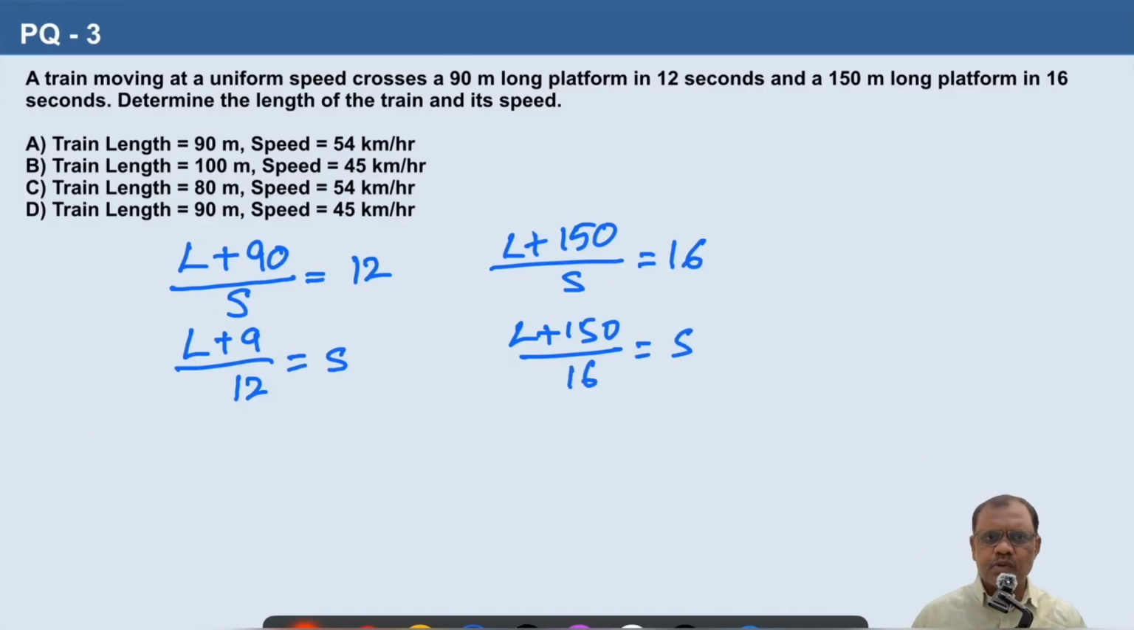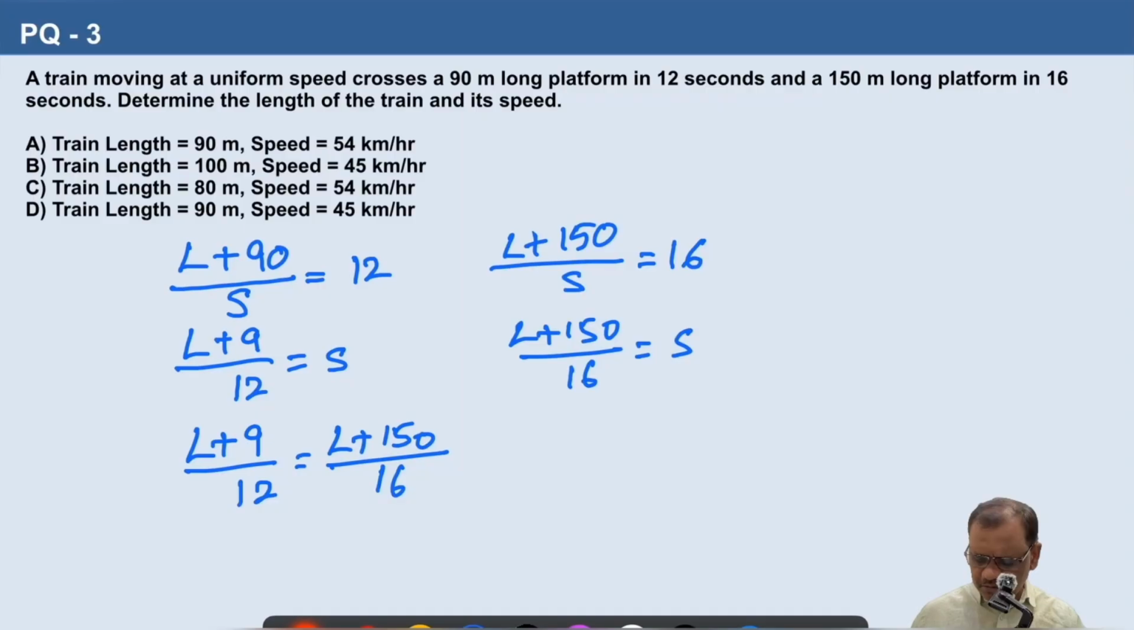So the speed in both cases is (L plus 90) by 12 in the first case, and in the second case (L plus 150) by 16. So in both cases the speed of the train is the same. So let us equate it. (L plus 90) by 12 is equal to (L plus 150) by 16.